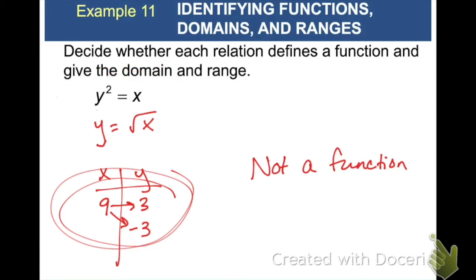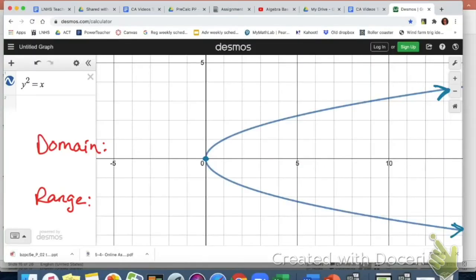They still ask me for domain and range, so I'm going to look at the graph of this thing. So I just went to Desmos again, I typed in my equation that was given to me, and now I'm going to look at domain and range. Domain is left to right, and you're going to look at the values on the x-axis. So the farthest point on the left is at 0. I'm going to put a bracket around it, and it goes forever to the right, so that's to infinity.